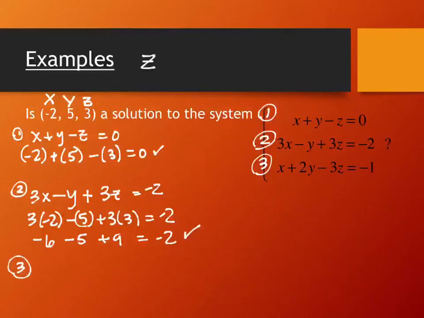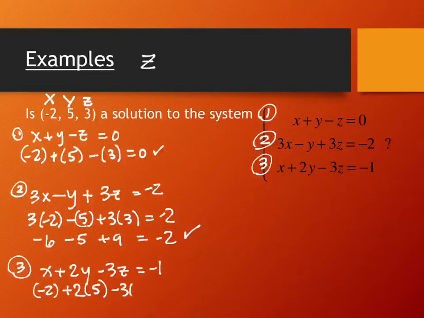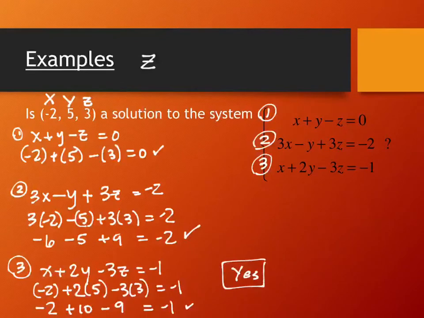Again, if it didn't work, we would stop. We'd just say the answer is no. x plus 2y minus 3z equals -1. So x is -2, y is 5, z is 3. So I have -2 plus 10 minus 9. Does that equal -1? Yes, it does. So all three worked, which means that this is in fact a solution to the system of equations.